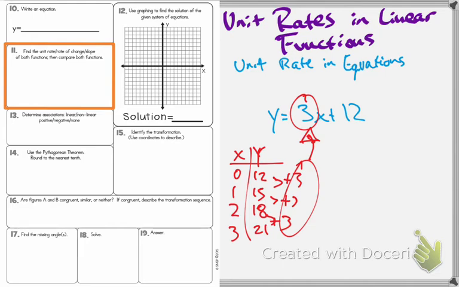If I wasn't sure of that, I could certainly create a table, and here I've simply made a very quick table. And I know that my equation would start at 12, and I'm increasing by 3 each time. Remember, we've described that you can find the unit rate on the outside of our table, where it's showing the change per one value of y there.